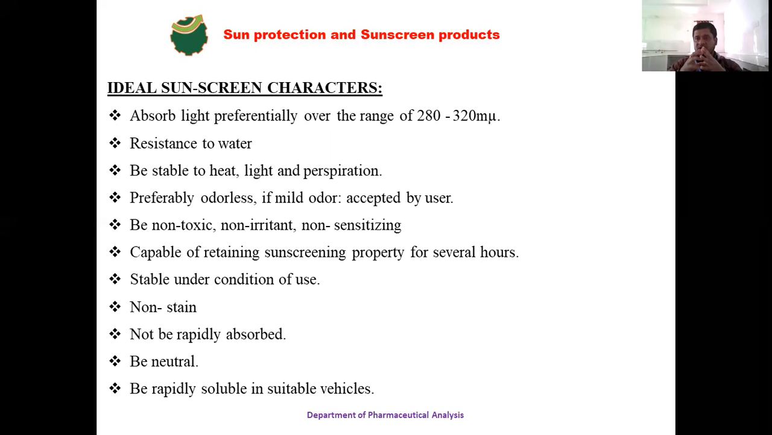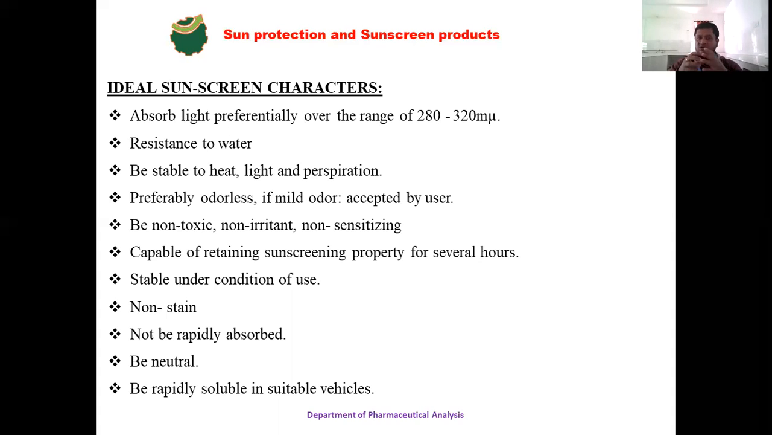It means once any person goes outside, definitely there is a chance that the sweat or the sebum, the oil substance which is present in our skin, will be released, or will come out. Any person can sweat, okay, or perspire. So that sunscreen product should be stable to that perspiration also. So it should be stable to heat, it should be stable to light, it should be stable to perspiration of the skin. Okay, next it should preferably be odorless.